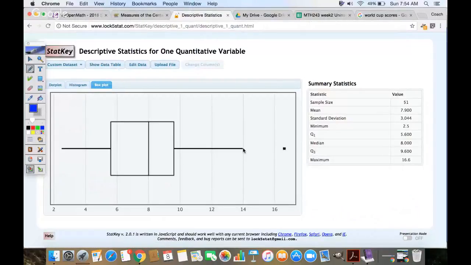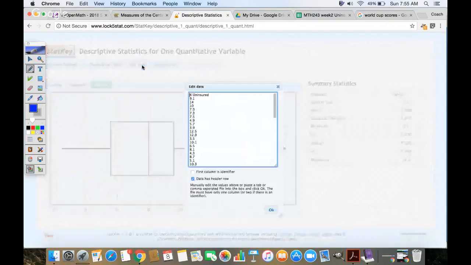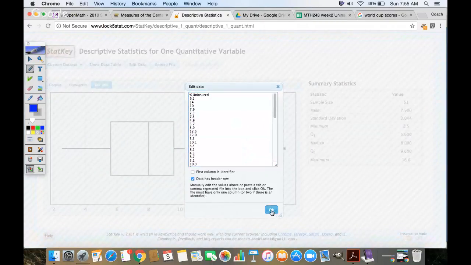And here, StatKey shows outliers, so they draw a different kind of box plot than the book went over, where they take that interquartile range and they move it out just a little bit to mark where normal is for the data, and then anything beyond that ends up being an outlier. So here we have one, by the way, this is the percent uninsured by state data that I just pasted in here into StatKey.